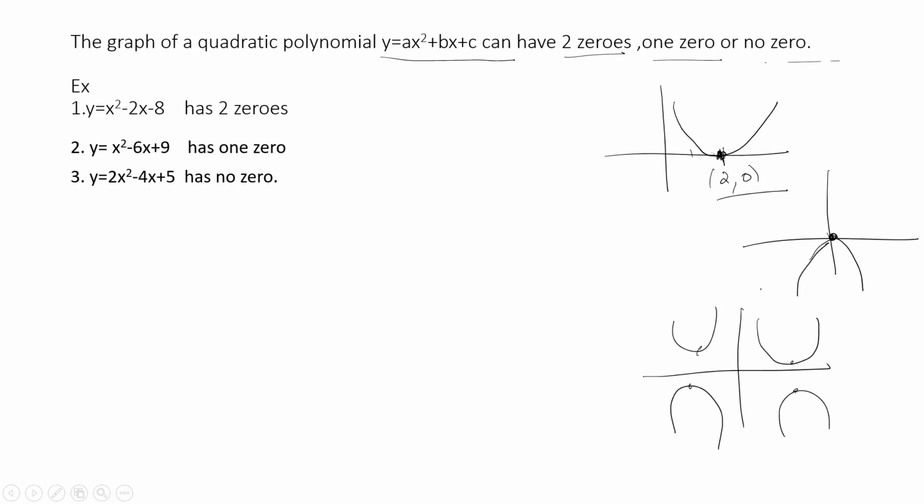So how do you find whether it has no zero, 1 zero, or 2 zeros? Suppose I'm taking this example. To split the middle term, you remember those factorizations. See here, this is 8, the coefficient is 1, so 8 into 1, 8, and then here I have minus 2. So I have to take two values in such a way that if I multiply them, I should get 8.